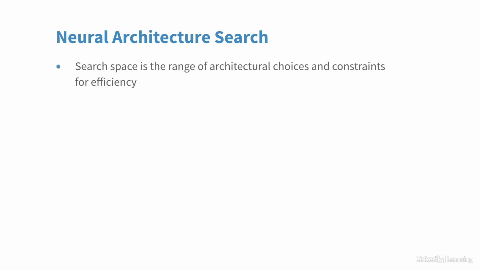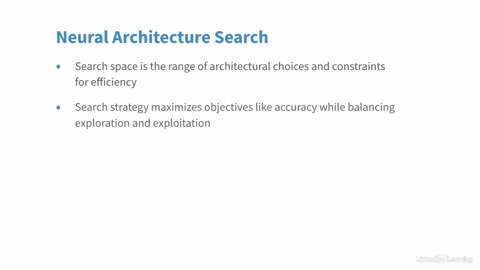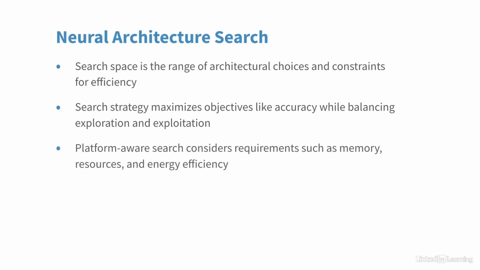You start off with a search space definition, which defines the range of all possible architectures that you can use. This includes things like the types and size of layers, the activation functions, and connectivity patterns between layers. You also need a search strategy. NAS aims to maximize a particular objective, such as accuracy on a validation data set, subject to constraints, such as computational complexity or parameter count. For MobileNet v3, the NAS algorithm was platform aware. This means it considered the requirements of mobile and embedded platforms like memory, computational resources, and energy efficiency.